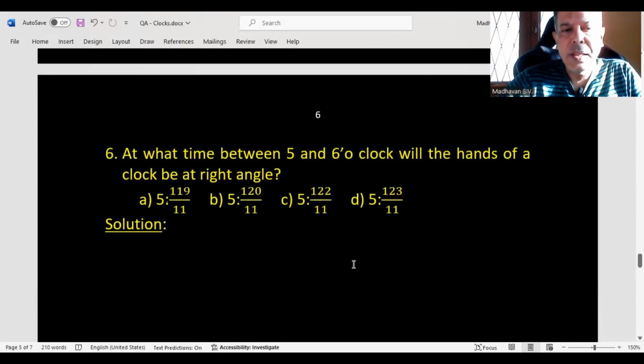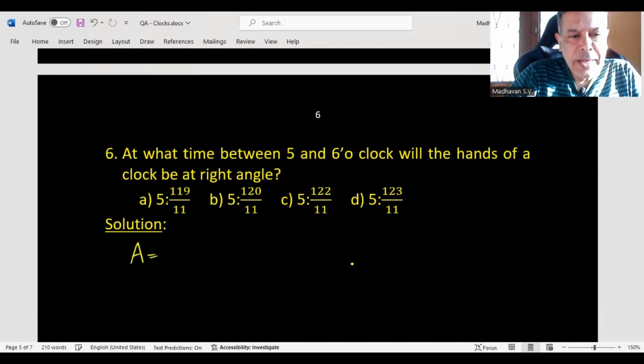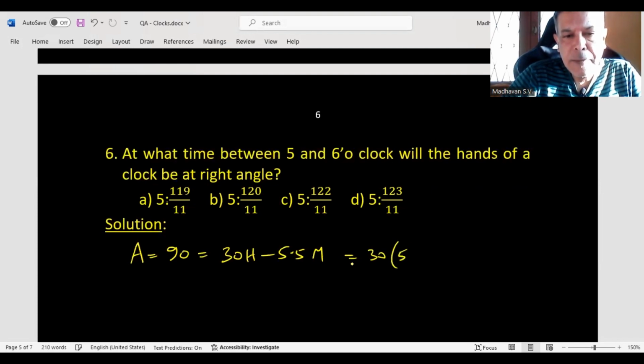At what time between 5 and 6 o'clock will the hands of a clock be at right angle? So the angle will become now 90 degrees because it is a right angle. That is equated to 30 times h minus 5.5 times m. However, we have to consider 5 to 6, so we consider 5 minus 5.5 times m, which means 5.5 times m will be 30 into 5, which is 150, minus 90, we get 60.